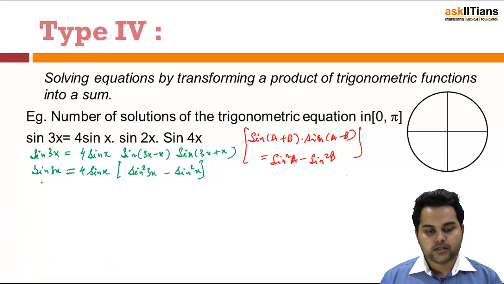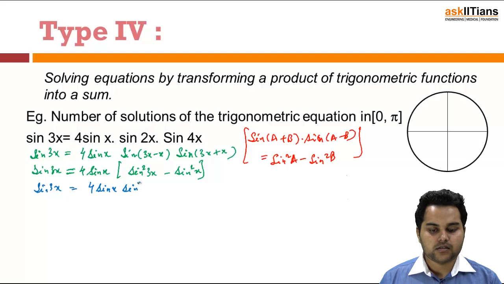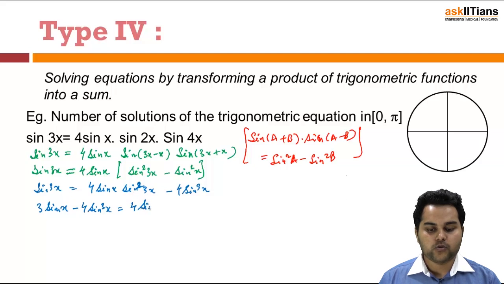So next part, sin 3x is equal to 4 sin x sine square of 3x minus 4 sine cube x. On the left hand side, sine 3x can be written as 3 sine x minus 4 sine cube x. That's an identity for sine 3x. So we have 3 sine x minus 4 sine cube x equal to 4 sine x sine square 3x minus 4 sine cube x.